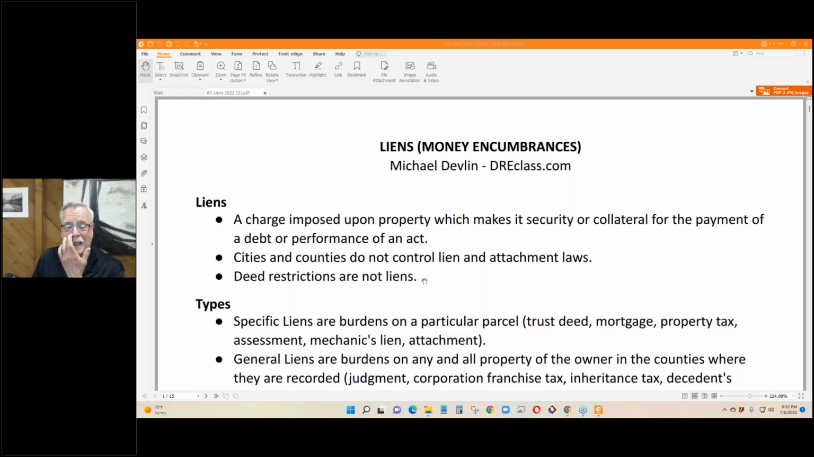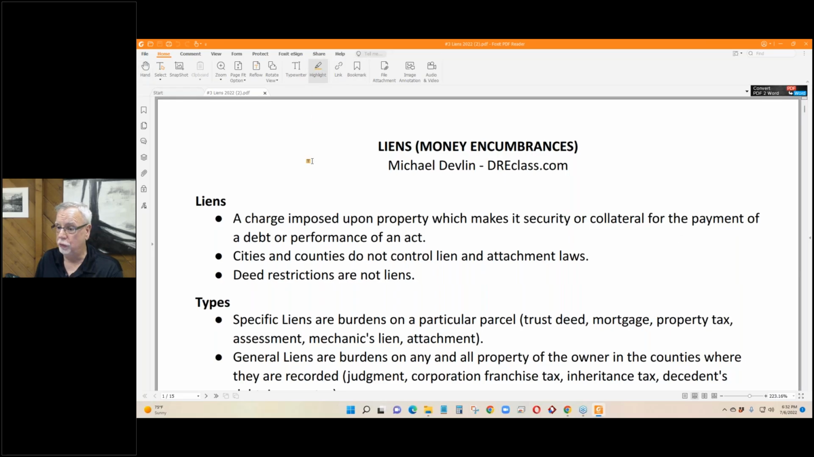So what we're covering is what we know the California Department of Real Estate wants you to know in order to pass the real estate licensing exam. So let's go through this. A lien is a charge, like a charge card, where somebody is charged because they owe money, and it is security or collateral for the payment of a debt. A charge imposed upon the property where the property is security for the payment of the debt.